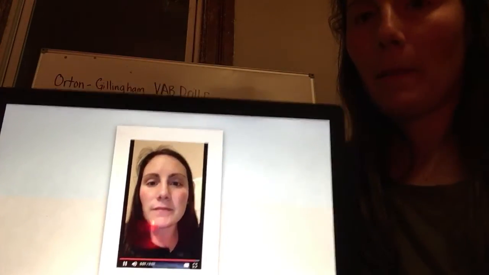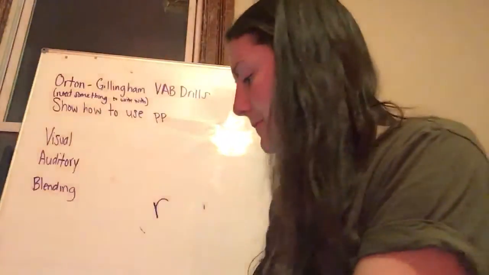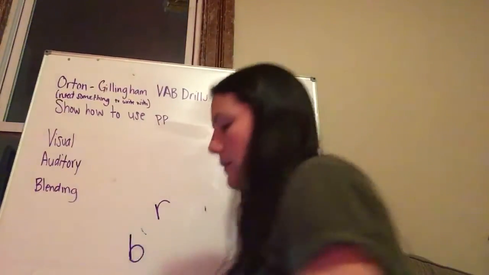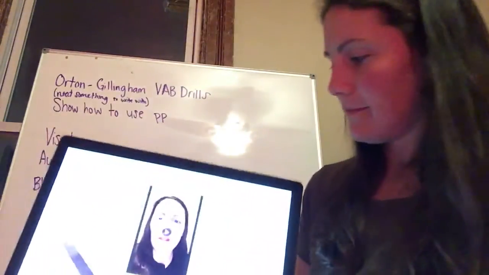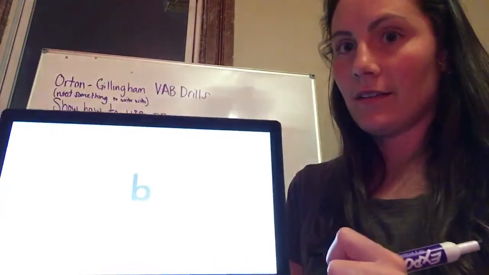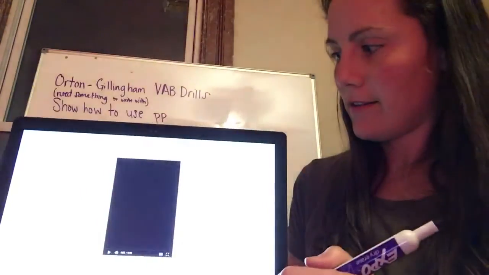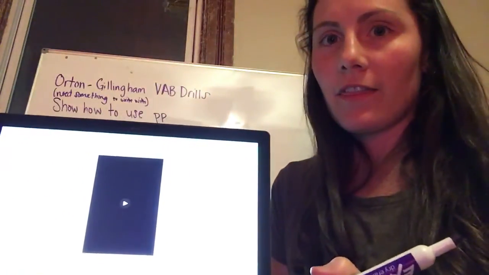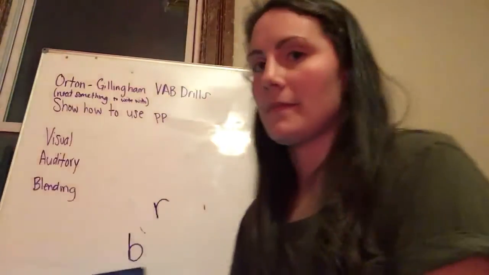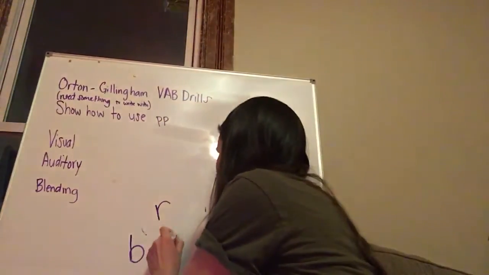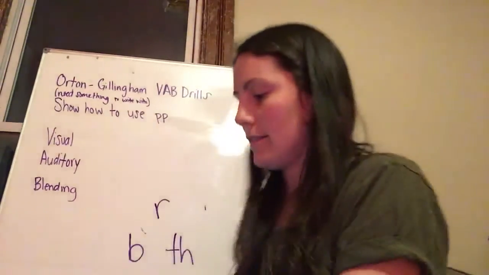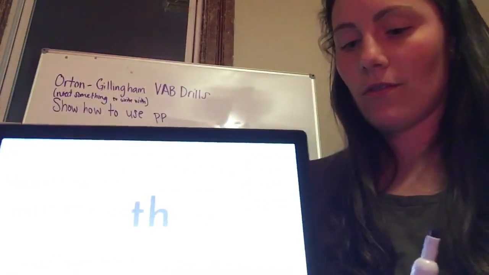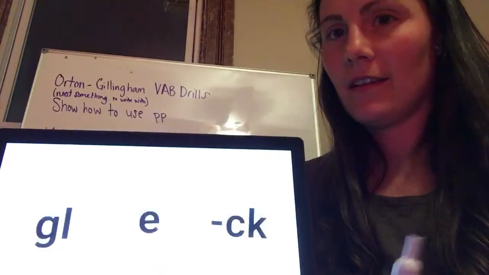Ba. I think that's the letter B, so I wrote B. Oh good, I got it right. TH says, cool. Okay, and I can keep going.